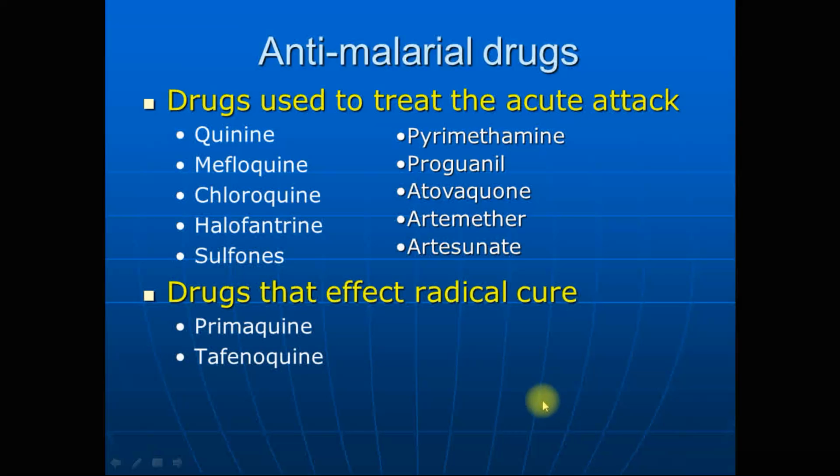Moving towards the second, drugs which affect the radical cure. We have learned that these are tissue schizonticidal agents and they kill the hypnozoites, that is the sleeping form, in those plasmodium where the exoerythrocytic cycle is very important, like Plasmodium vivax. So primaquine and tafenoquine are 2 examples, and these belong to the chemical category 8 aminoquinolines.